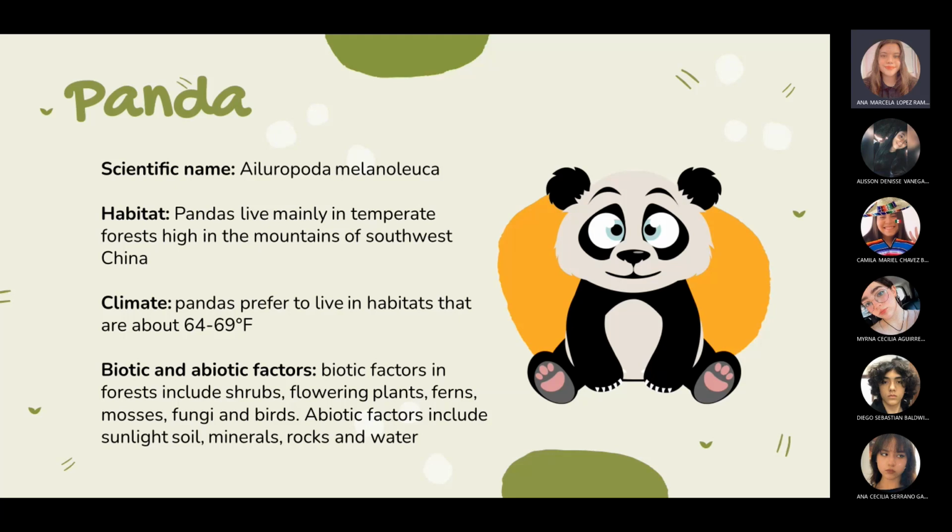Now we will talk about the panda. Pandas live mainly in temperate forests high in the mountains of southwest China. Pandas prefer to live in habitats that are about 64 to 69 degrees Fahrenheit. The biotic factors in the forest include shrubs, flowering plants, ferns, mosses, fungi, and birds. And the abiotic factors include sunlight, soil, minerals, rocks, and water.